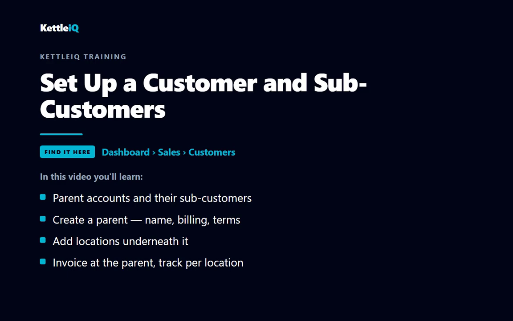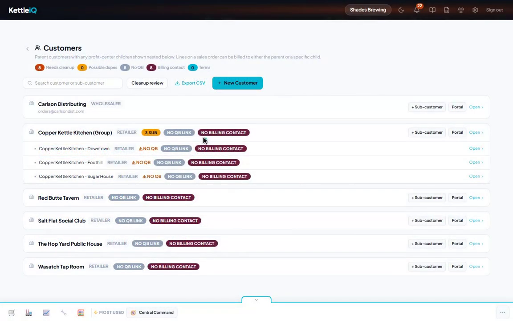Let's take a look. You'll find this under Sales, Customers, from your dashboard. This is where you manage your customer list, parent accounts, and their sub-customers. A parent is the overall account, like a distributor or a restaurant group. A sub-customer is a specific location underneath it, like one restaurant in a chain.